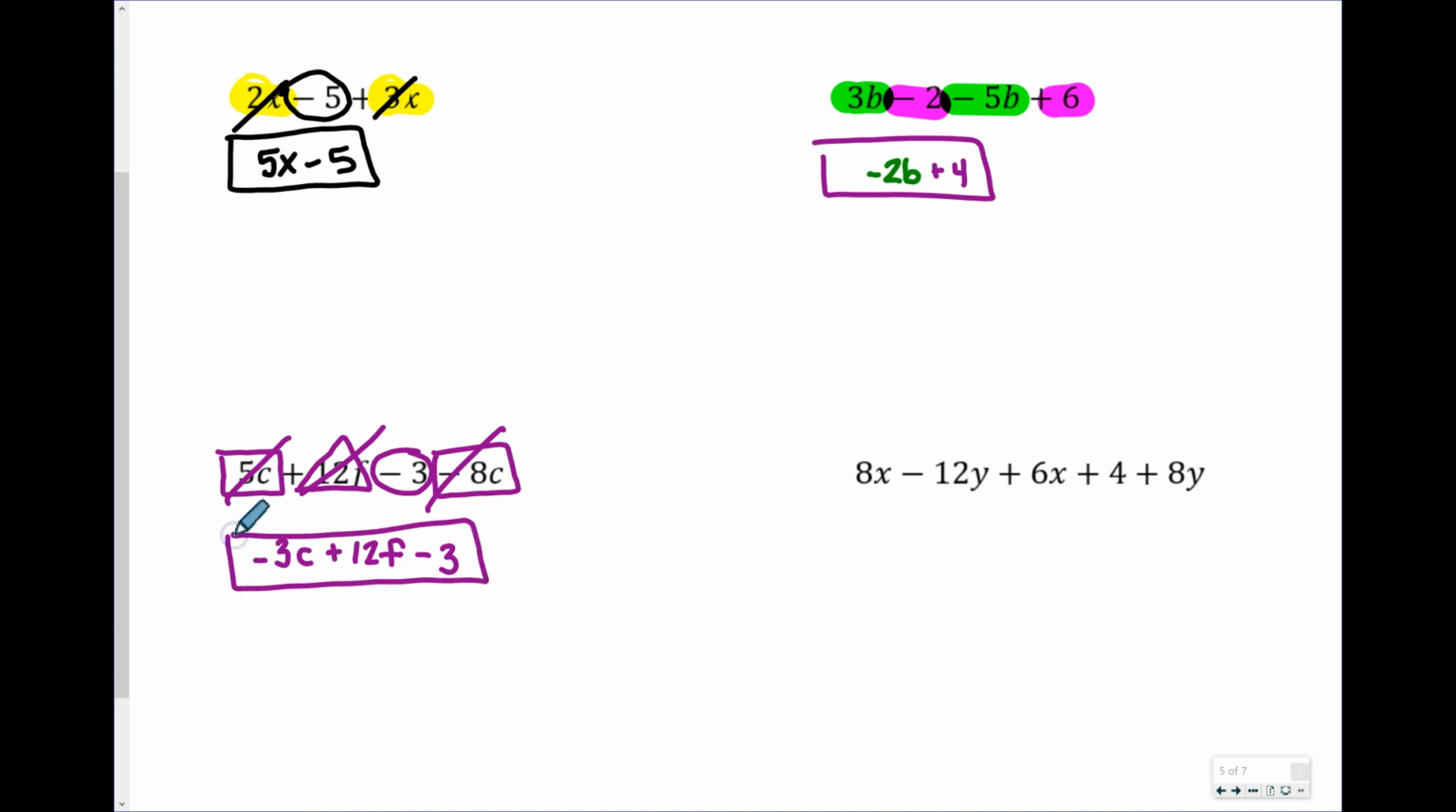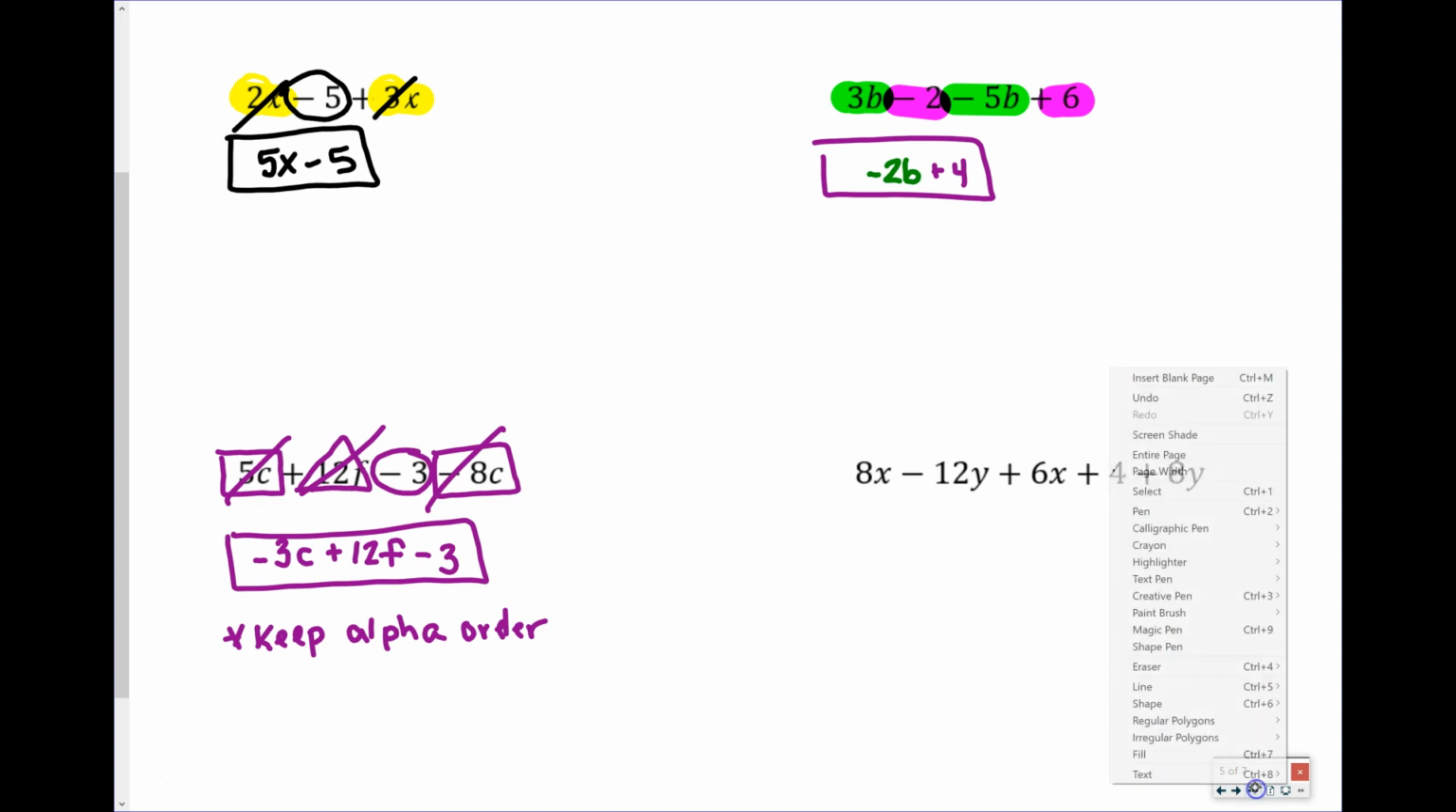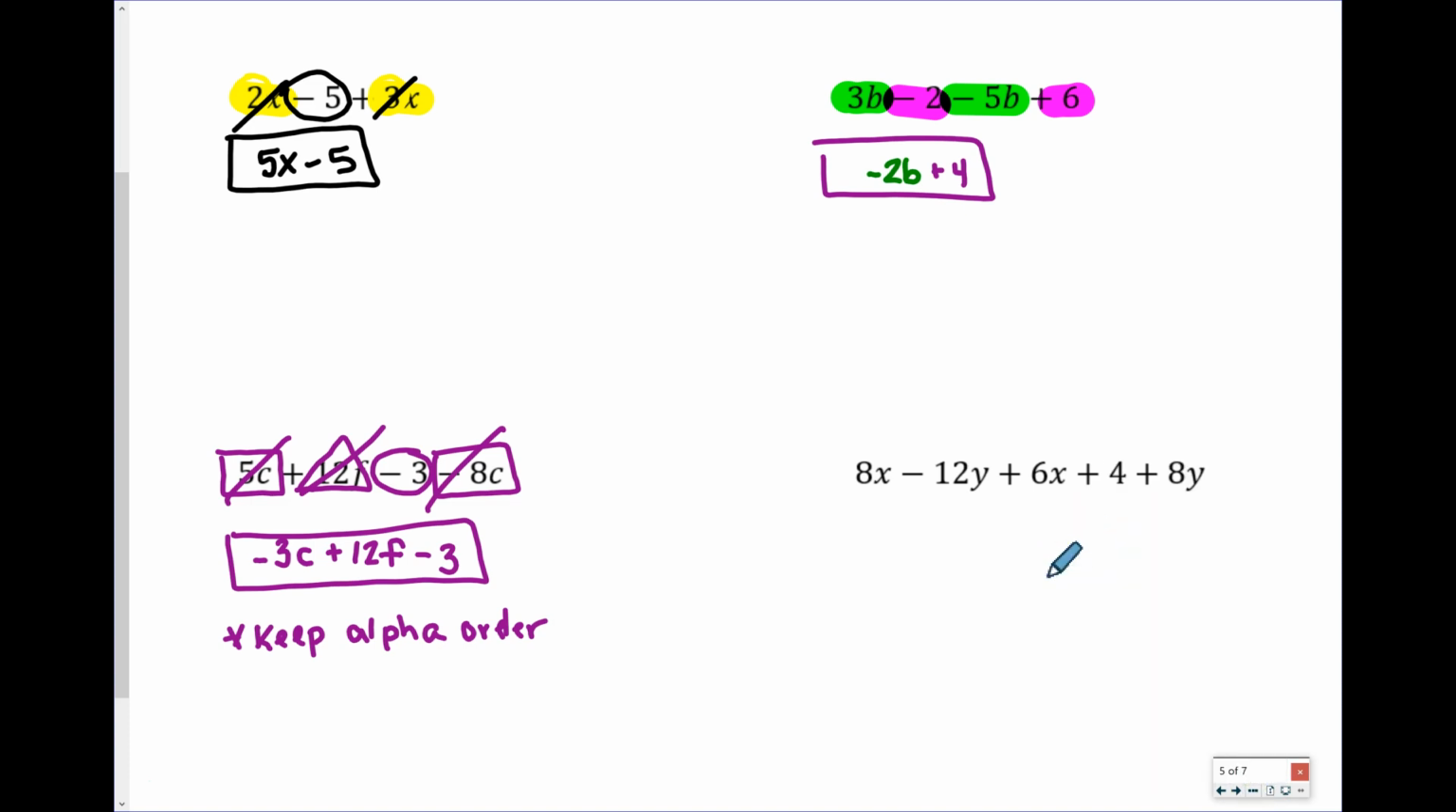One thing I want to note is that when you're rewriting expressions, you always want to keep it in alphabetical order. Like I wouldn't want the f to be in front of the c. I'm not going to mark you wrong, but it's the way professional mathematicians do this, so try and keep it in alpha order.